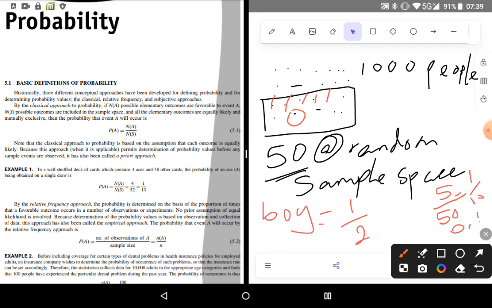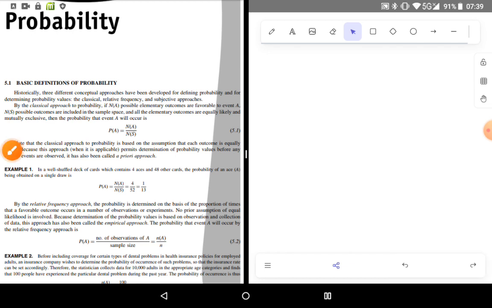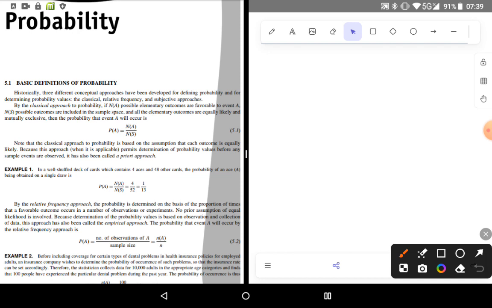And one more thing that we should try to understand before we proceed is that the probability of something to happen, let's say probability of A, will always be less than or equal to 1, and at the same time greater than or equal to 0.